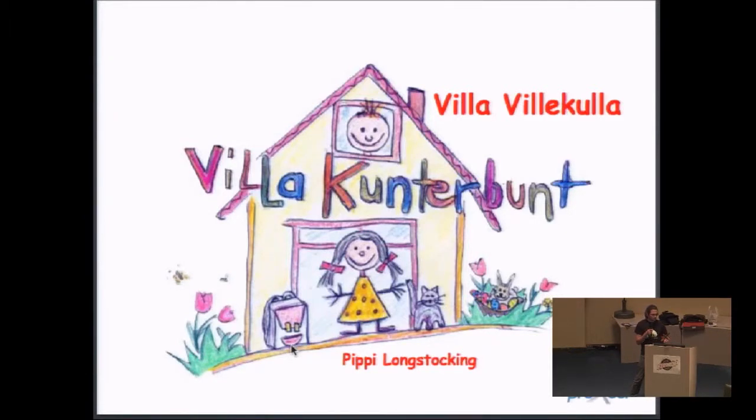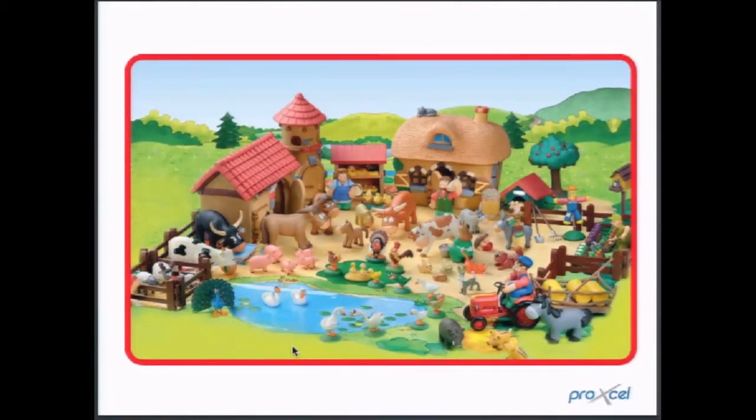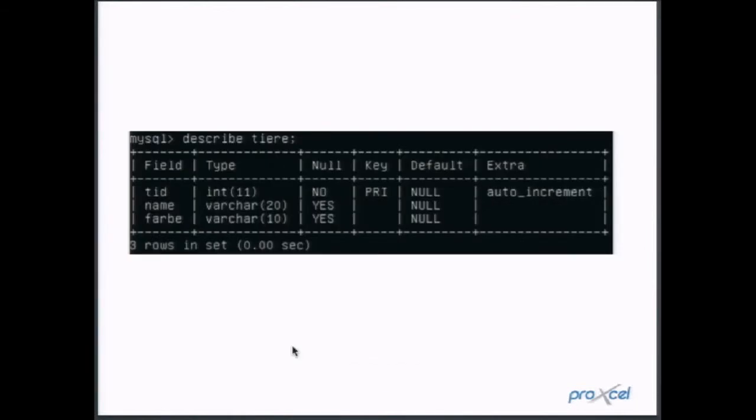As I said, we have a lot of animals in this house, and animals are very different kinds. So we have cows, we have horses, we have pigs. They have different colors, and we can create a table out of this. So we have a table called animals, with an animal ID, a name and a color. I'm sorry that this is in German, but I was too lazy to translate everything into English.